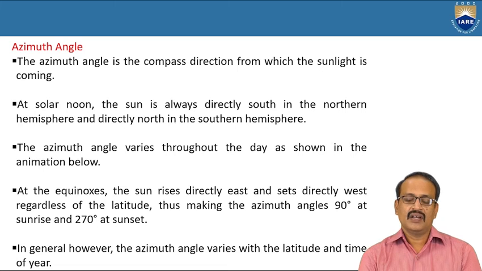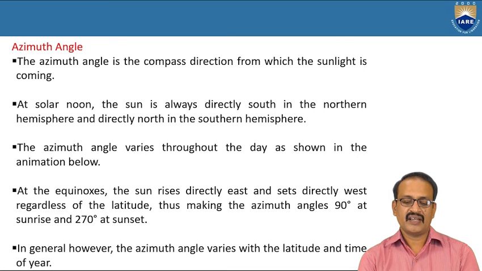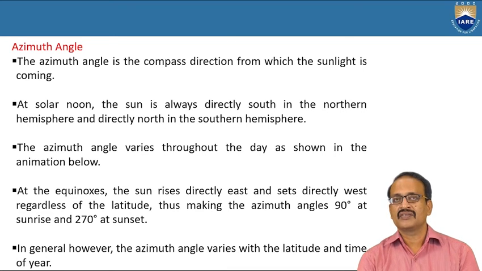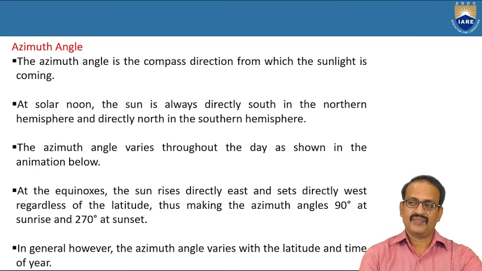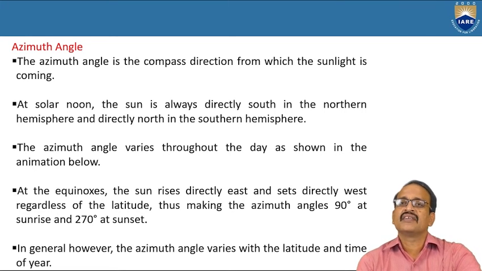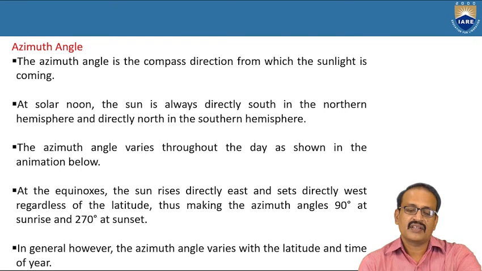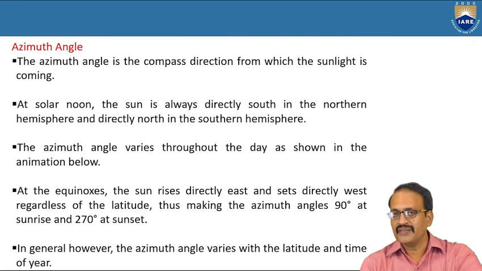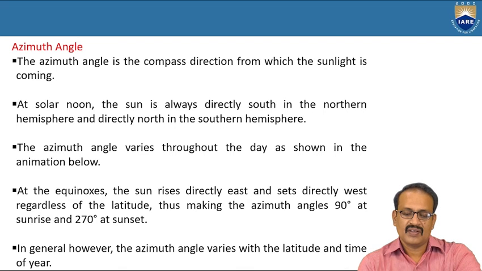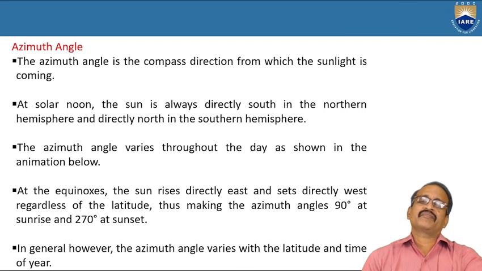At solar noon, the sun is always directly south in the northern hemisphere and directly north in the southern hemisphere. So exactly at the middle of the day, it will be directly south in the northern hemisphere and north in the southern hemisphere. So this is also moving.